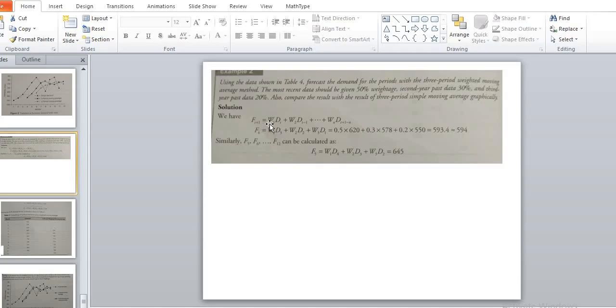So in this method we consider weightage for a particular period's demand. So W1, W2, W3 like that. These are the weightages for the particular demand periods. For the most recent demand period the weightage is larger; as the periods are older, the weightages are reduced. So F(t+1). Now here we consider the 3-period weighted moving average method. So we consider data for 3 months.